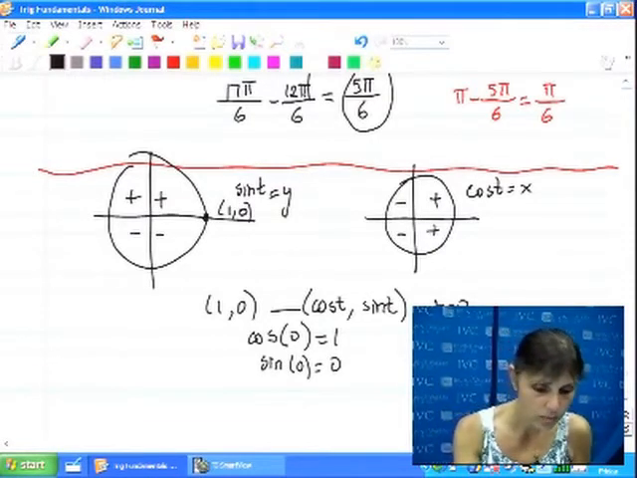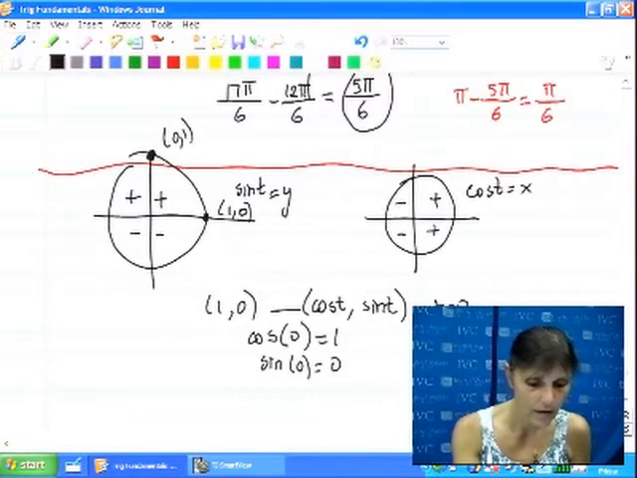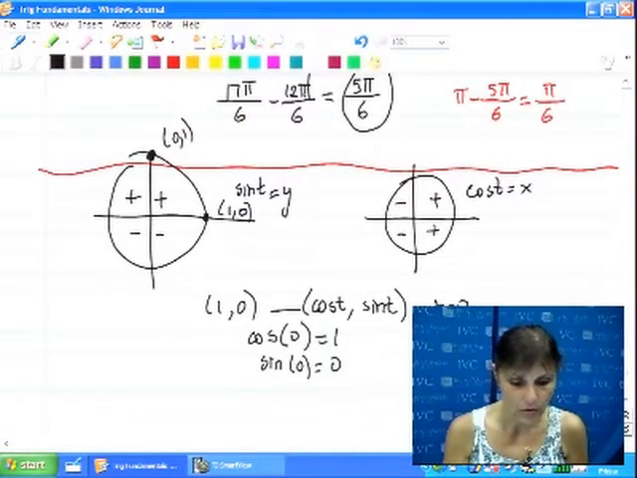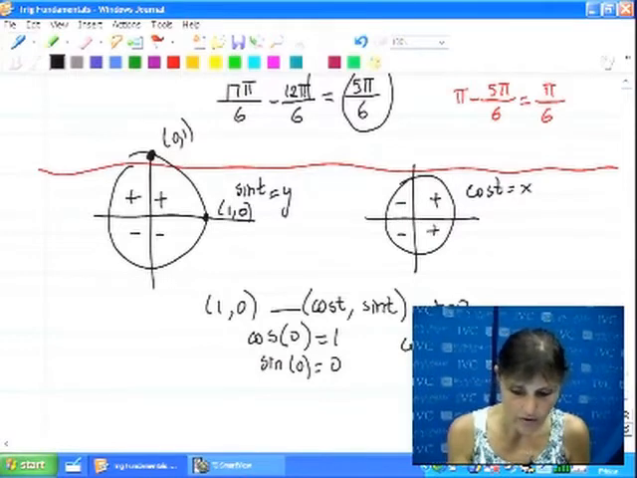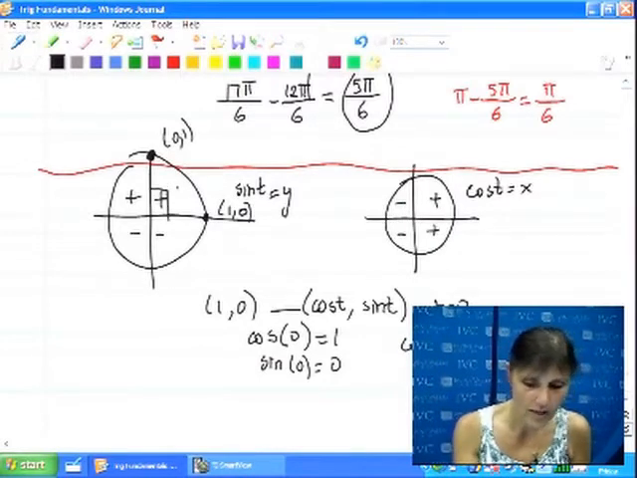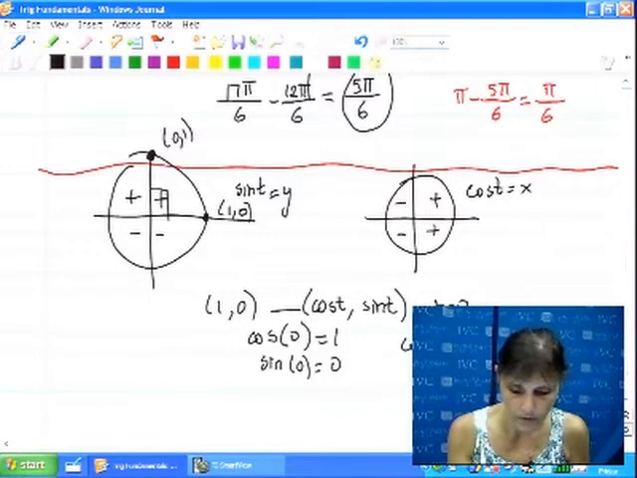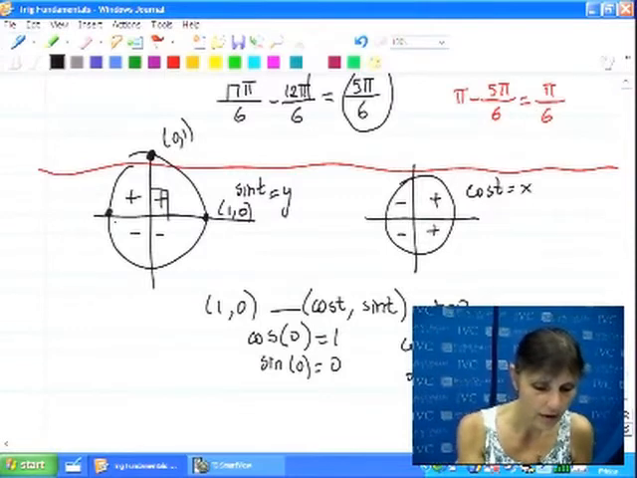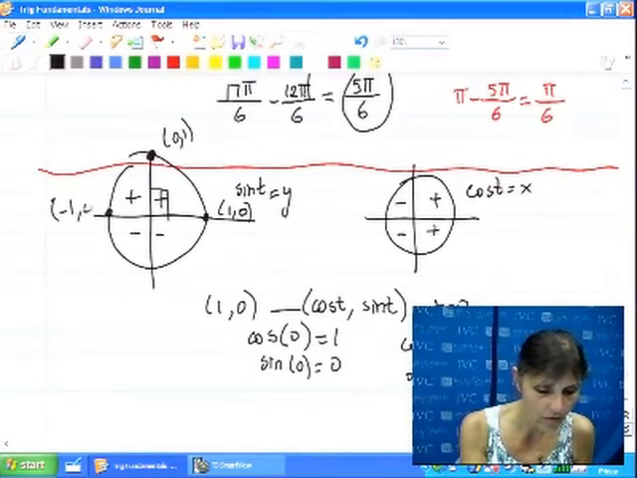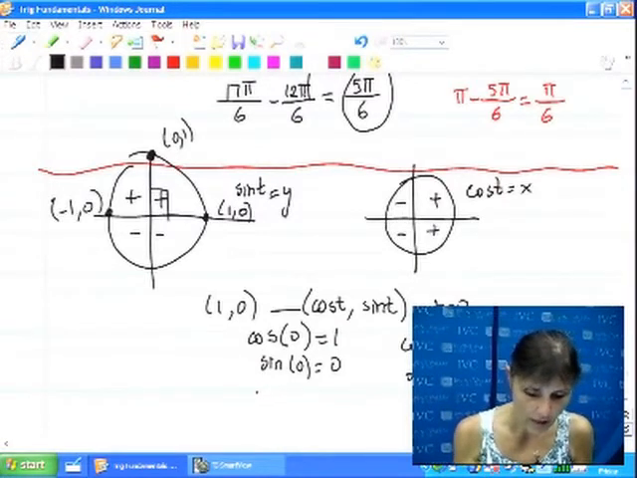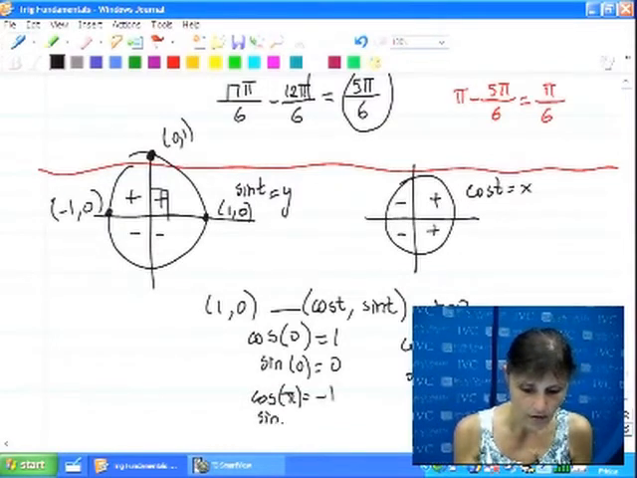So let's look at this point. That point is 0, 1. So that is going to be cosine of, and what is your angle at that point? That angle is 90 degrees. So cosine of pi over 2 is 0. Sine of pi over 2 is 1. Okay, how about this point? That is pi, remember? So that is negative 1, 0. So cosine of pi, that's going to be negative 1. Sine of pi, that's 0 as well.